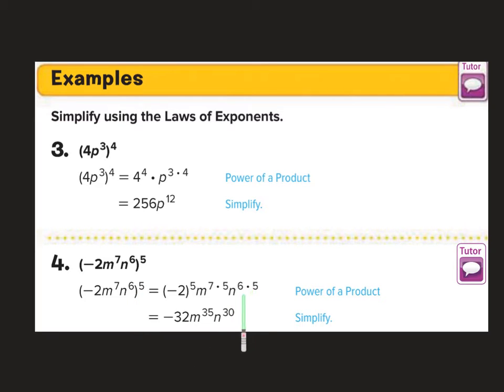So when I finish simplifying, I've got negative 2 to the 5th, which is negative 32, m to the 7 times 5, which is m to the 35th, and n to the 6 times 5, which is n to the 30th. So my final answer here is negative 32, m to the 35th, n to the 30th.